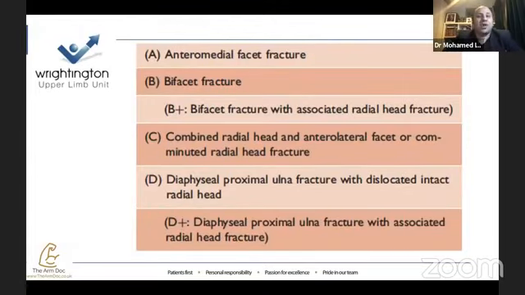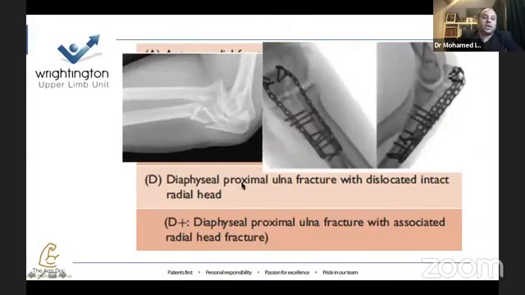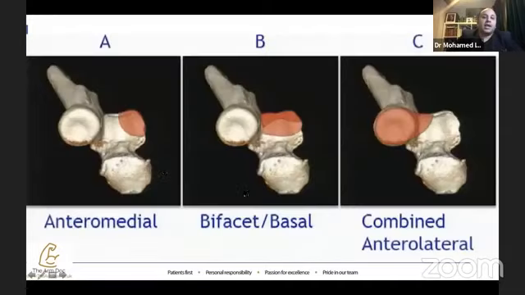The Wrightington classification is basically looking at stability from a different perspective. Type D is actually the Monteggia type, which we can exclude. Now we have three main types: type A, which is the anteromedial facet; type B, which is the bifacet; and type C, which is what we call the terrible triad.